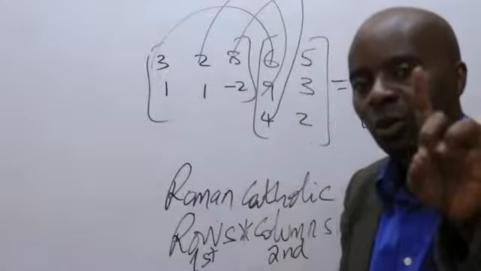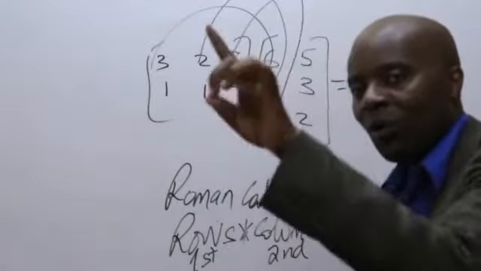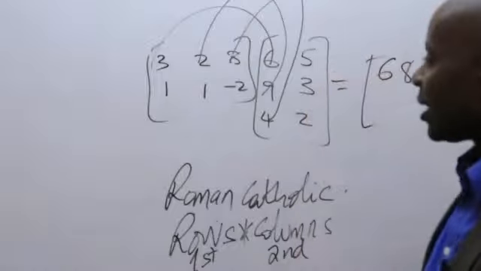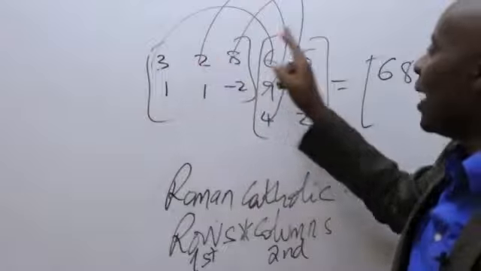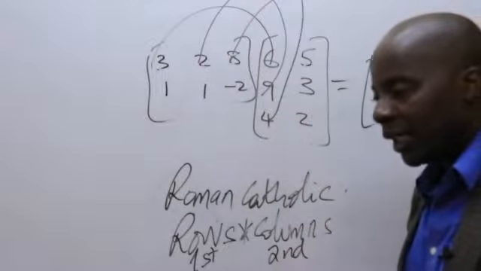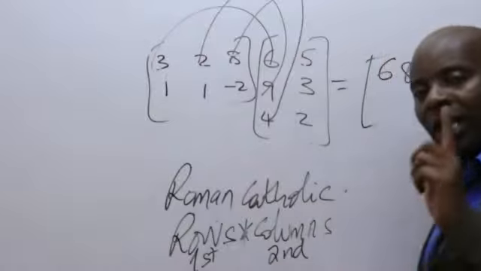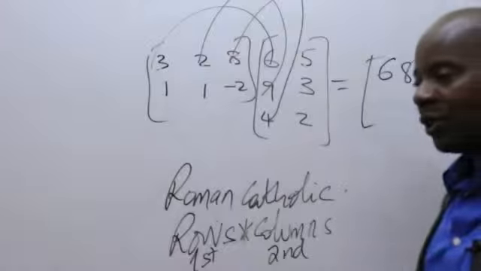And how do you do it? First ones multiplied, plus second ones multiplied, plus third ones multiplied, and then you give me an answer. So first ones multiplied, we have 3 by 5, plus 2 by 3, plus 8 by 2. You give me an answer. HP man is able to see 37. Is there anyone else who is able to get that 37?